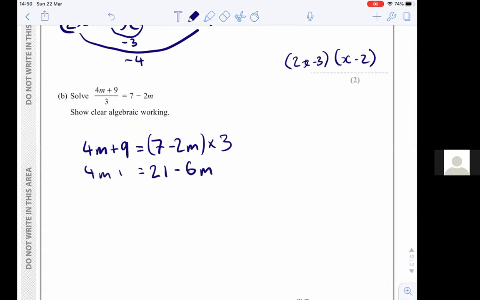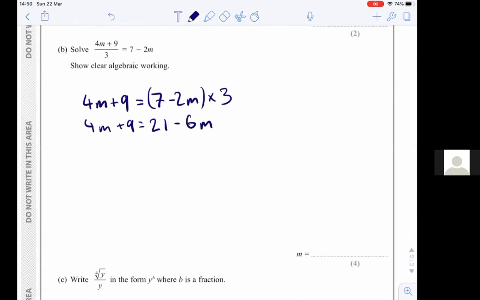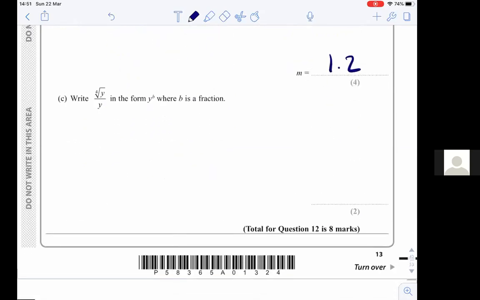that 4m plus 9. Now I'm going to group all the m's on the same side, so adding 6m would be 10m, and taking away 9 from both sides would be 12. And dividing both sides by 10, m equals 1.2 or 12 over 10, however you want, or 6 over 5 if you want to write it that way. All right, 1.2.